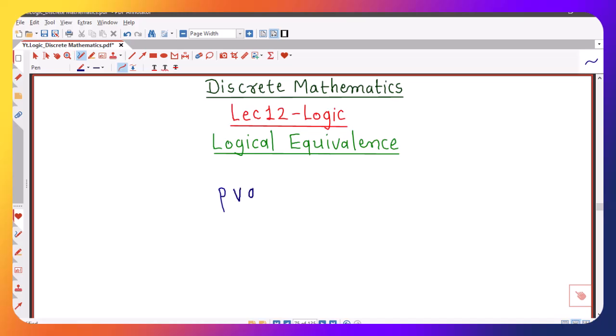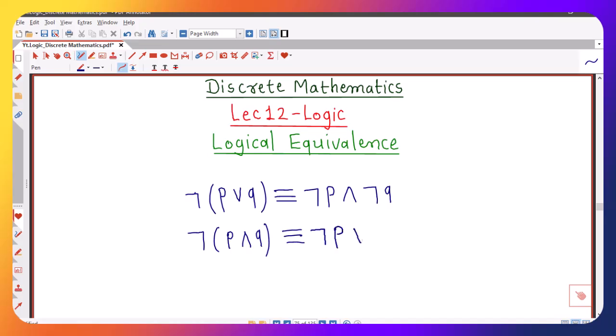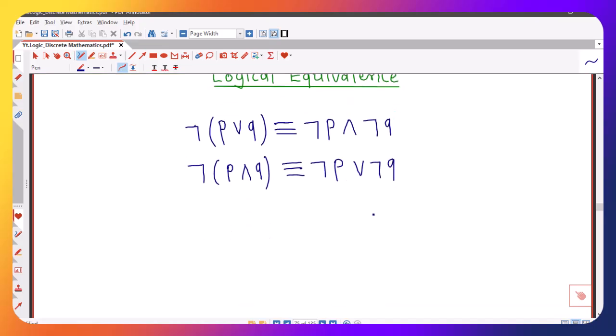We are familiar with De Morgan's laws, that negation of P or Q is equivalent to negation P and negation Q. Another statement of De Morgan law you can write simply by replacing or by and, and and by or. So this is negation P or negation Q.